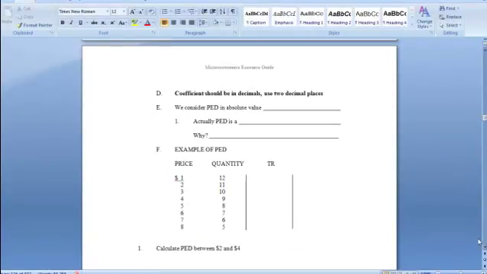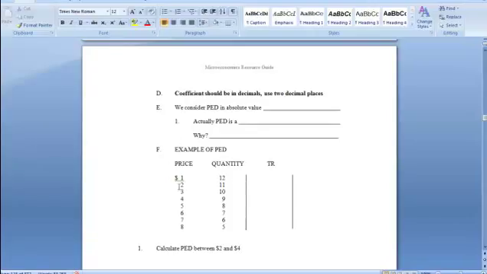Now, when we first saw price elasticity of demand in the first video, I mentioned that it is important because it tells us about the relationship between price and total revenue. So what I'm going to ask you to do now is fill in this column, or just calculate what the total revenue would be at every given price here. So it's P times Q.